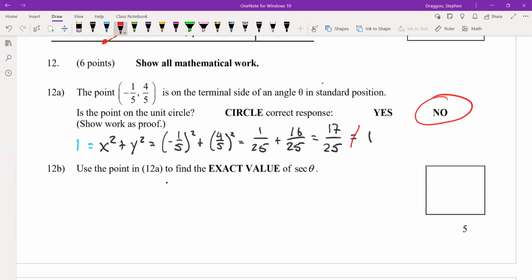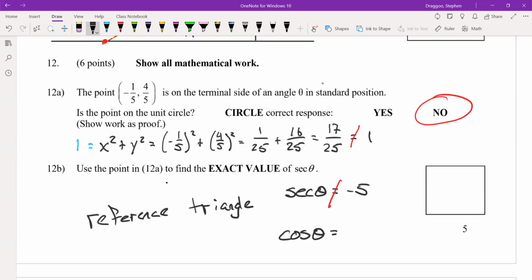Next one down is going to ask us to find the exact value of secant theta. And because I'm running low on time, you should use a reference triangle to find it. One note that I do want to make here is that secant of theta is not -5.